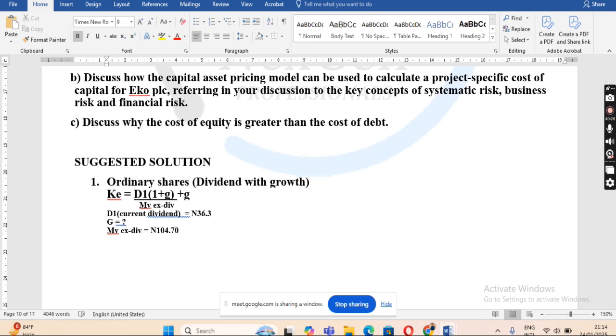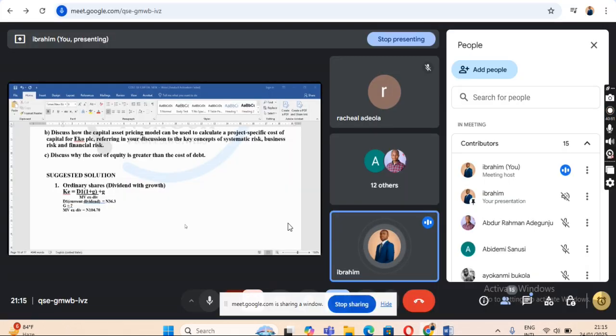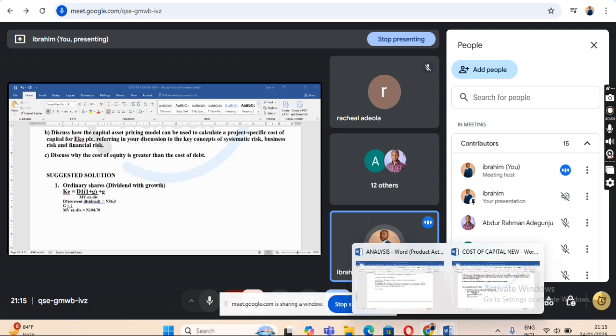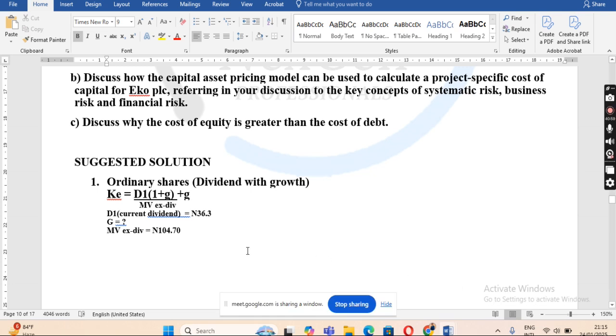Now, if that is established, the only thing that we need to look for now is the growth rate, which is not given in the question. Now, we have already established that it is dividend with growth. Now, how do we determine the growth rate, class? There are two methods of calculating growth rates, right? Which method are we using?